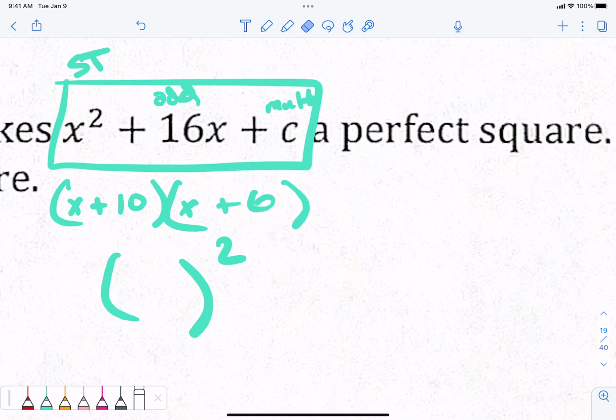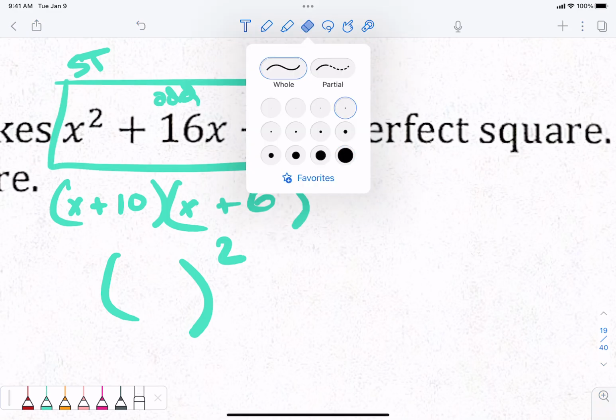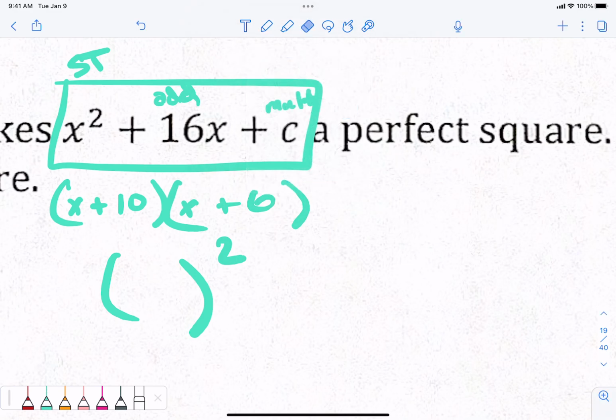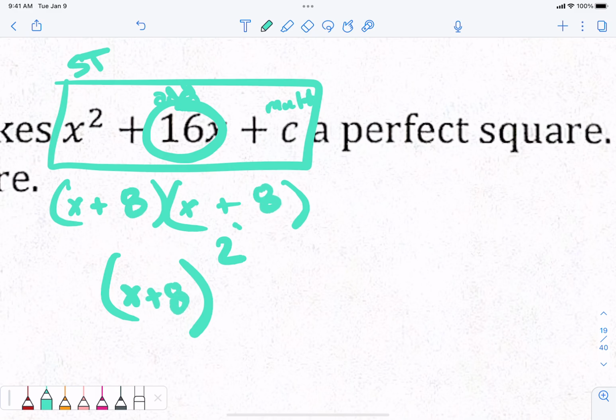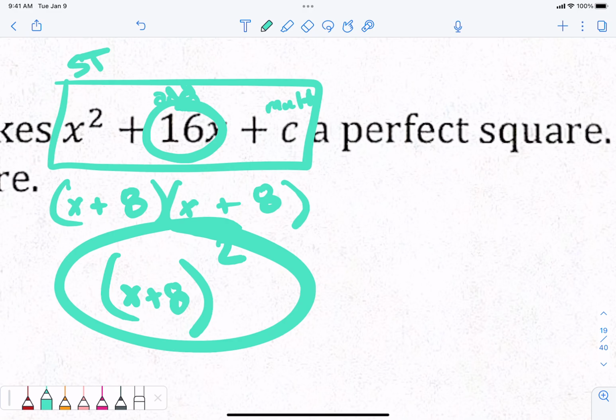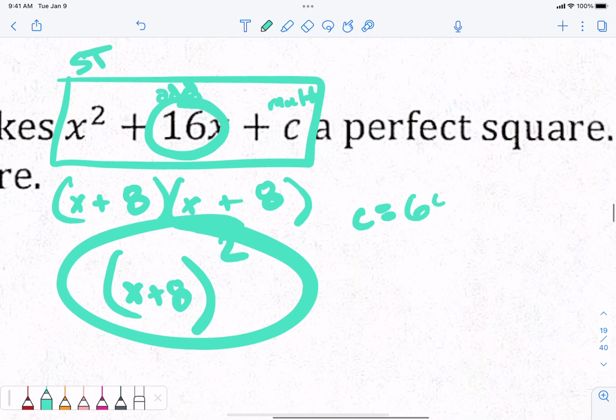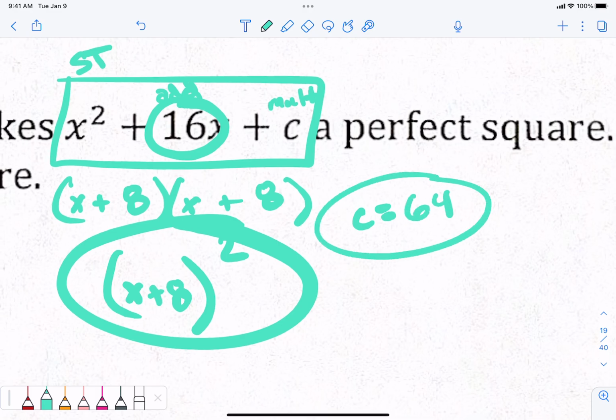Has to be 8 and 8, okay? In other words, you just take this middle number and you divide it by 2, right? X plus 8, x plus 8. So I write that as x plus 8 squared, right? Now, if that's the case, what's the value of C? 64, because 8 times 8 gives me that 64 number, right? Is this all coming back to you?